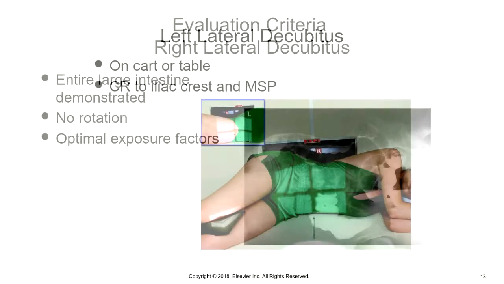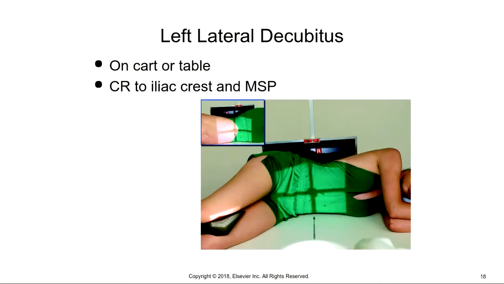After you complete the right lateral decube, you would do a left lateral decubitus. Again, patient on their left side, horizontal beam, and the IR oriented to however your patient's body habitus would require, whether it's one lengthwise or two crosswise. Central ray is still iliac crest and midline.